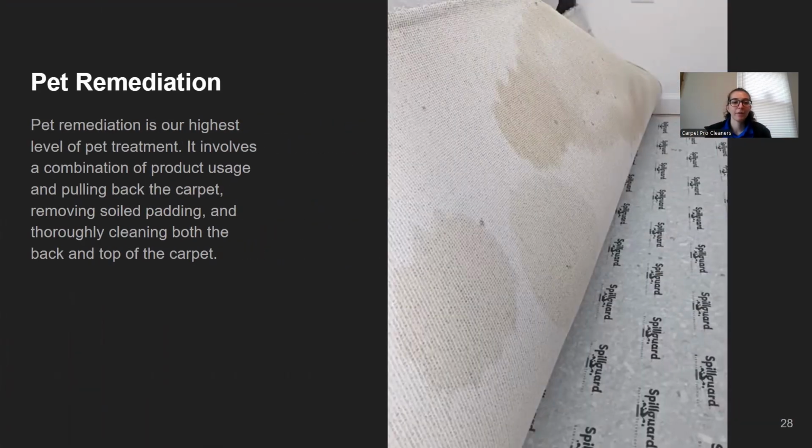Pet remediation. Pet remediation is our highest level of pet treatment. It involves a combination of product usage and pulling back the carpet, removing soiled padding, and thoroughly cleaning both the back and top of the carpet. So what we do when we're steam cleaning, we're cleaning the topical part of the carpet. But when pets have accidents, it can saturate through to the backing, even the padding below.